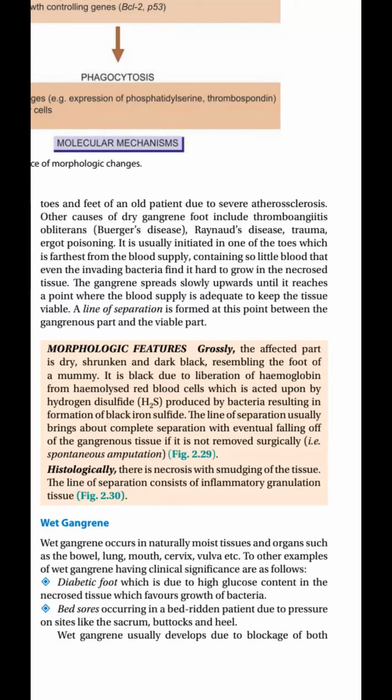Morphologically, we grossly see that the affected part is soft, swollen, rotten and dark in color. A classic example of gangrene is the bowel, commonly due to strangulated hernia or intussusception. The part is stained dark.